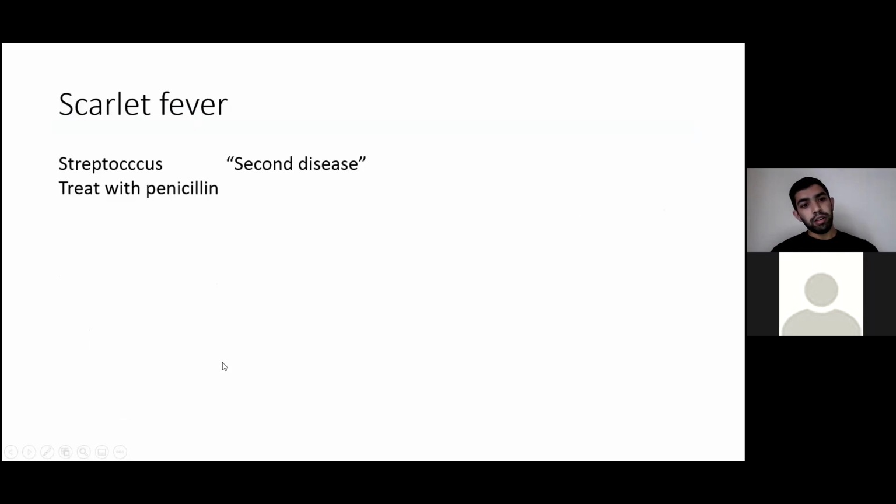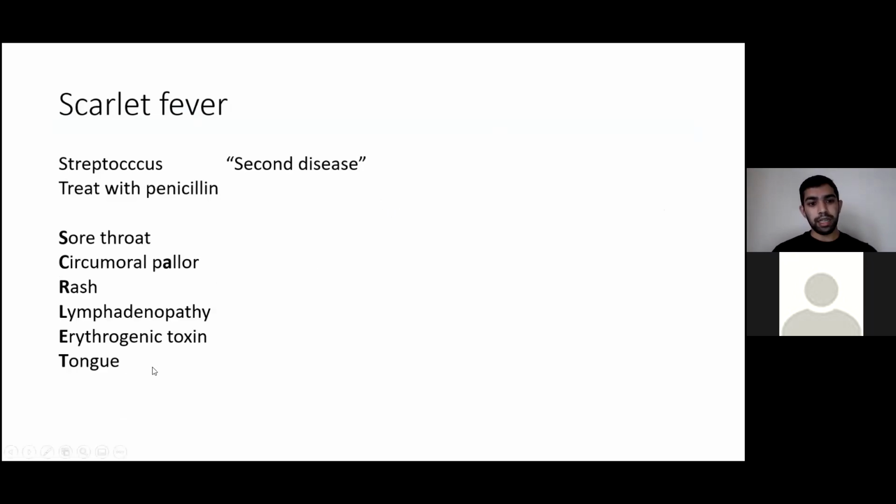Okay, so scarlet fever, caused by streptococcus, otherwise known as second disease. I'm sure you all know you treat streptococcal infections with penicillin as the first-line treatment. Some of you might find this mnemonic helpful for scarlet fever. It's caused by a strep infection, which typically might start off as a sore throat. This is the perioral sparing I was telling you about. You do get a rash. You can get lymphadenopathy. Complications of the infection are driven by an erythrogenic toxin, and the tongue can also be bright red as well.